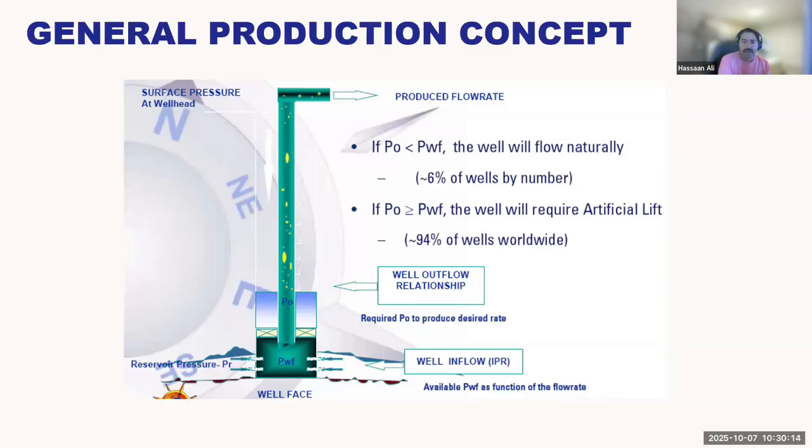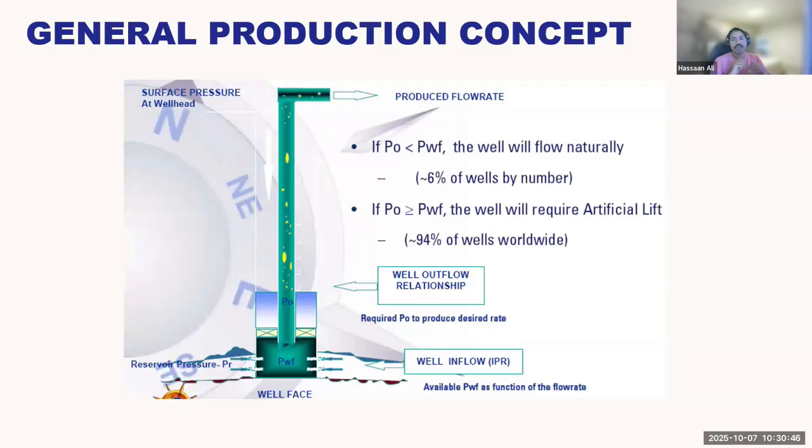Now, imagine a reverse scenario. Your P naught is higher than your PWF. That means that your pressure in the tubing, because of all that fluid column, is higher than your PWF, that means your bottom hole pressure. Now, the well will not flow naturally because there is a high pressure zone over here. The PWF cannot migrate towards the high pressure, so you cannot make it flow naturally.